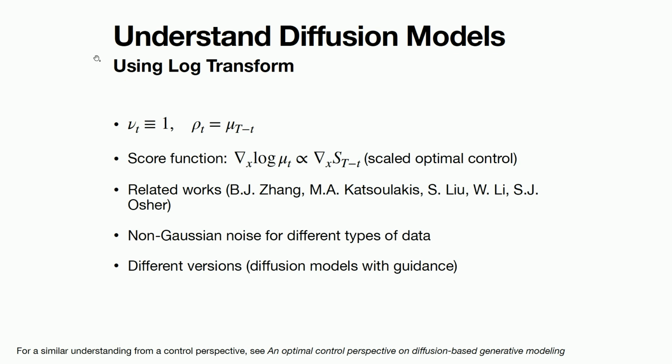Some bullet points to summarize. We have the constant 1 as the function nu, and then we have the functions rho and mu being time reversals of each other. And the most important thing, the score function in the diffusion model, is actually proportional to the gradient of the solution to HJB. That is our optimal control. When you take the gradient, if the Hamiltonian is quadratic, it's related to optimal control. So in one sentence, the score in the diffusion model is the control in the stochastic optimal control problem. There are a lot of related works by Ben and Marcus and Sitin and Wu Chen and Stan and some other people.